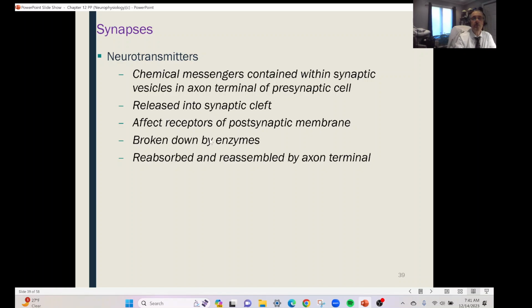We do have enzymes that are going to break these neurotransmitters down. If you remember from, again, previous lessons, there was something called acetylcholinesterase, which broke down acetylcholine. And we can recycle the acetylcholine, let's say, in the axon terminal. So part of the acetylcholine goes back up into the axon terminal and it's going to be recycled.